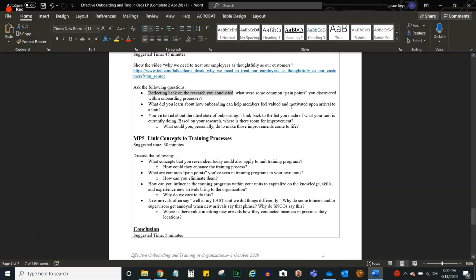And then finally, this is a great one to really wrap it back up to the beginning of the whole lesson. We're going to say, hey, you talked about the ideal state, right? You got to create your ideal state of onboarding. Now think back to the list you made of what your unit's currently doing. Where's there room for improvement? And what could you personally do to make those improvements come to life?